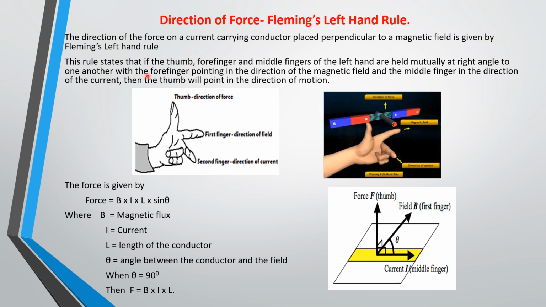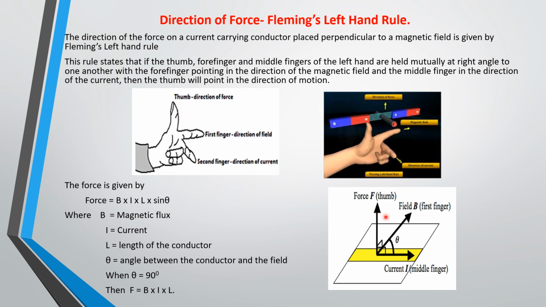The rule states that if the thumb, the forefinger, and the middle finger are held mutually at right angle to each other, with the forefinger pointing in the direction of the field and the middle finger pointing in the direction of the current, then the thumb will point in the direction of the force or the direction of the motion.